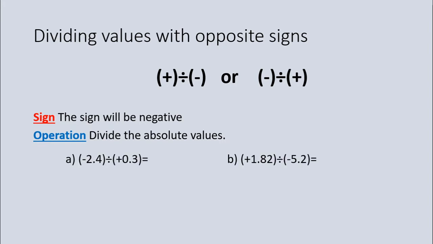A couple of examples now. Let's look at example A. Negative 2.4 divided by positive 0.3. I know that when I divide a negative by a positive, my answer will be negative. So let's ignore the signs now, and let's just think about dividing those absolute values. 2.4 is the same thing as 24 divided by 10. And 0.3 is the same thing as 3 divided by 10. So I'm going to get the negative answer of doing 24 over 10 divided by 3 over 10.